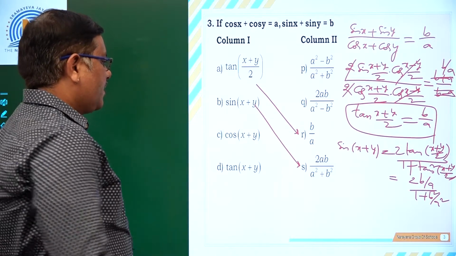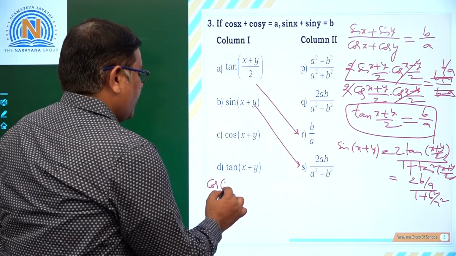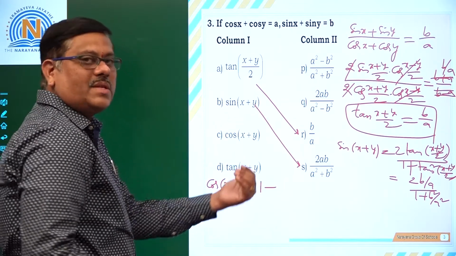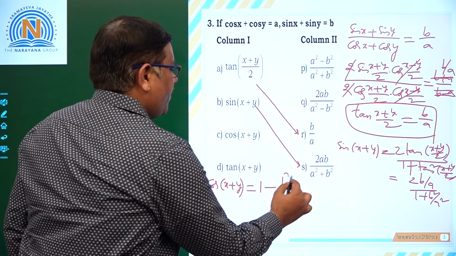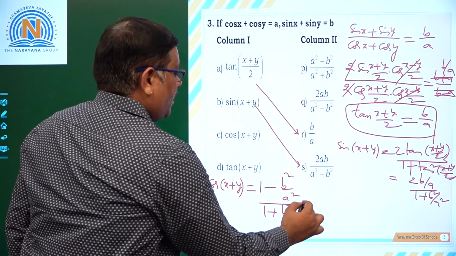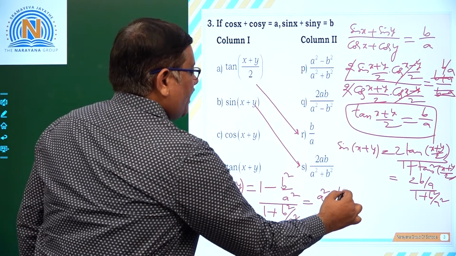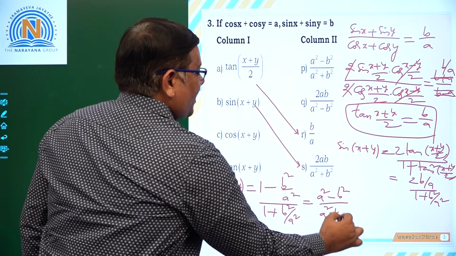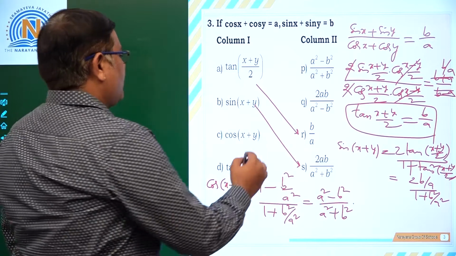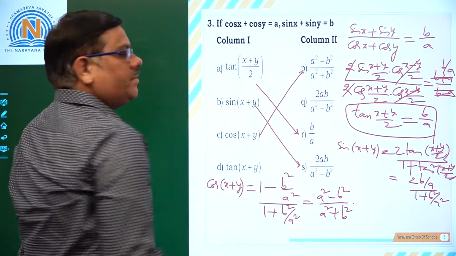Now what is cos of x plus y? Cos of x plus y we can write as 1 minus tan square((x+y)/2) by 1 plus tan square((x+y)/2), that is 1 minus b square by a square by 1 plus b square by a square. That is going to be a square minus b square by a square plus b square, that is nothing but option R.